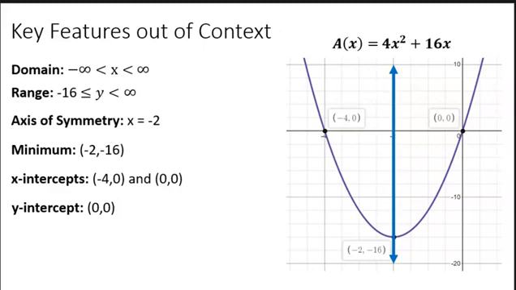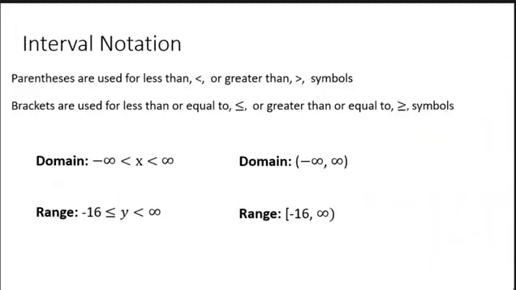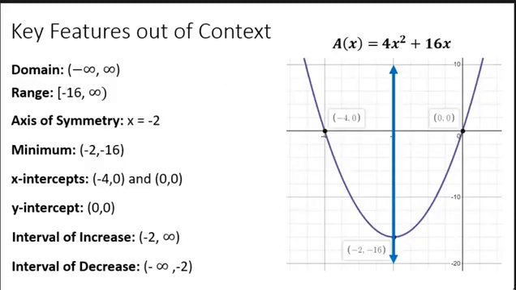The interval of increase are x values where the function increases. The function increases when x increases from negative 2 to infinity, and the interval of decrease, which are values of x where the function is decreasing, is from negative infinity until negative 2. When writing key features of functions, we often use interval notation. Parentheses are used when there are less than or greater than symbols. Brackets are used when the value can be equal to. Here's our list of key features written with interval notation where appropriate.